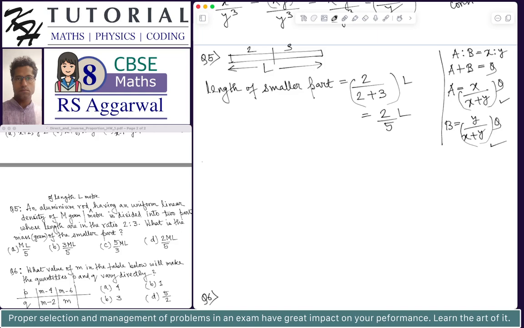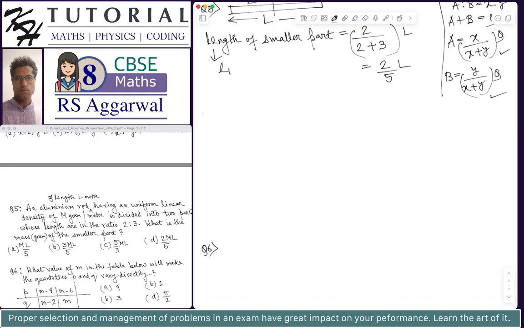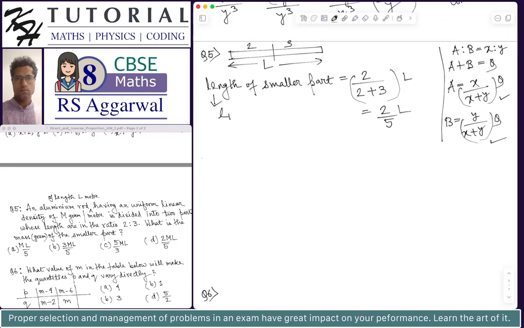Okay, and so let's say this be L1. Let L1 denote the length of the smaller part, which is actually equal to 2 by 5 multiplied by L, capital L, where capital L is the total length of the rod. Now, let's tabulate.